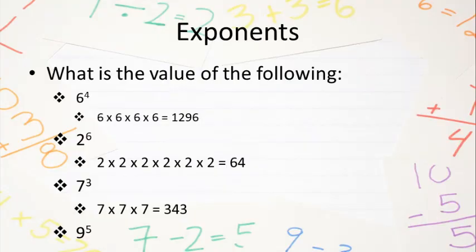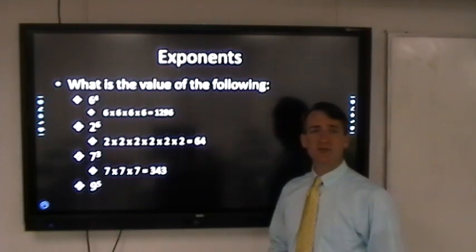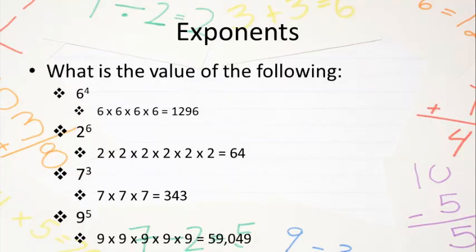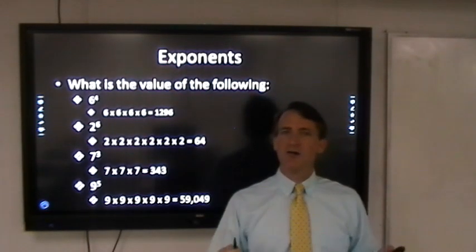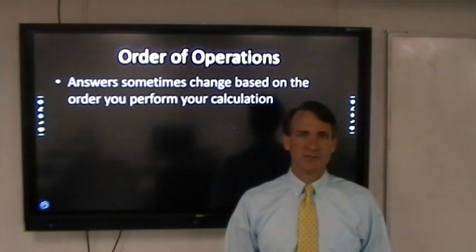9 to the 5th. So my base of 9 is used as a factor 5 times. When you do that, you should get a very large number of 59,049. So that brings us to the next topic, that of order of operations.